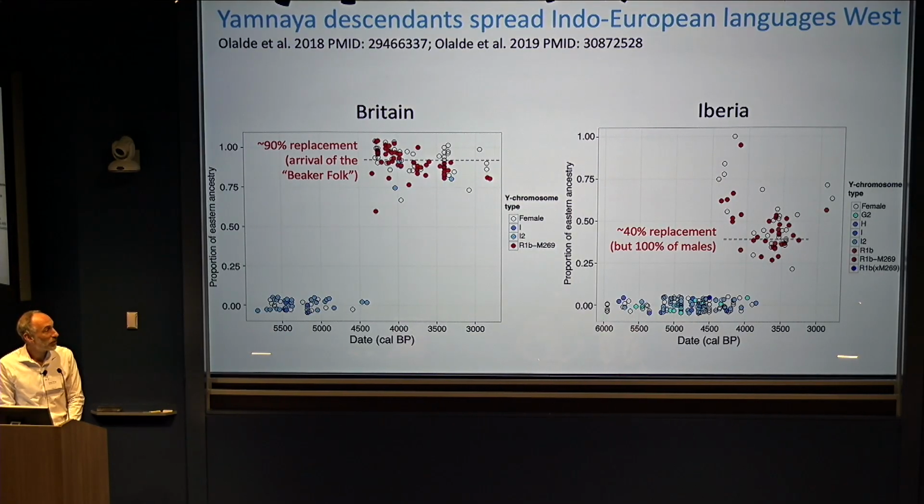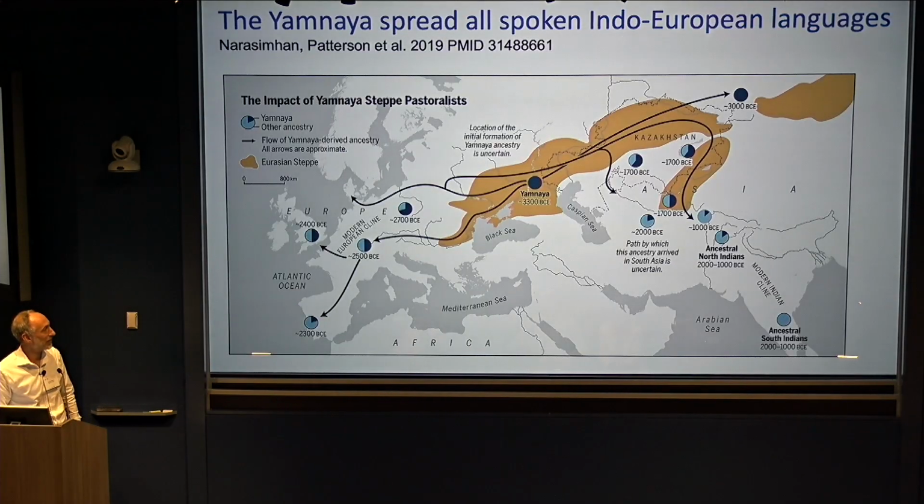But you see that there's almost no males left from the local population. So what happened is that the local males almost completely failed to reproduce, even though it's only a 40% mixture. So these are sort of dramatic social turnovers that you're seeing evident in the data.